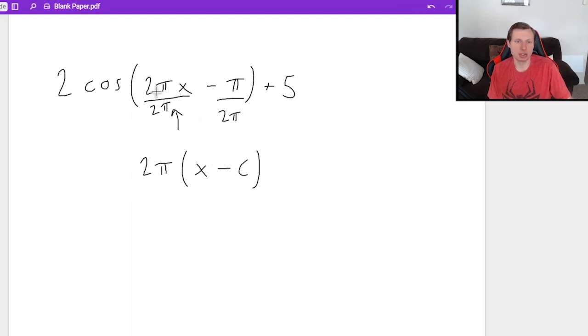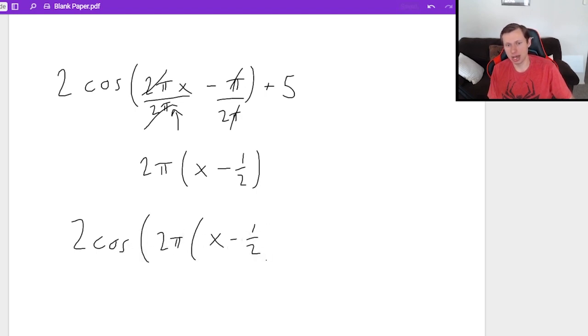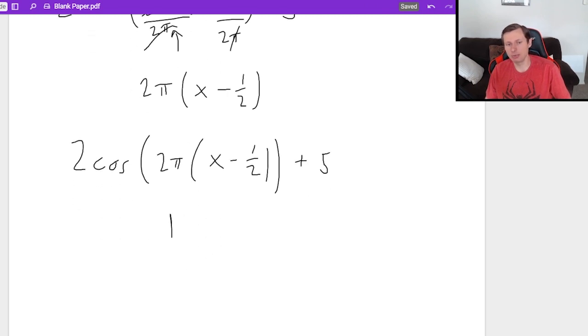And you'll notice that the 2 pi's cancel here, leaving you with x, and then c, well, the pi's cancel, and that leaves you with minus 1/2. So this is what the graph really looks like. 2 cosine of 2 pi quantity x minus 1/2, close parenthesis, plus 5. And again, the reason why I did this is because I need it to look like this because now we're in the form b of x minus c.